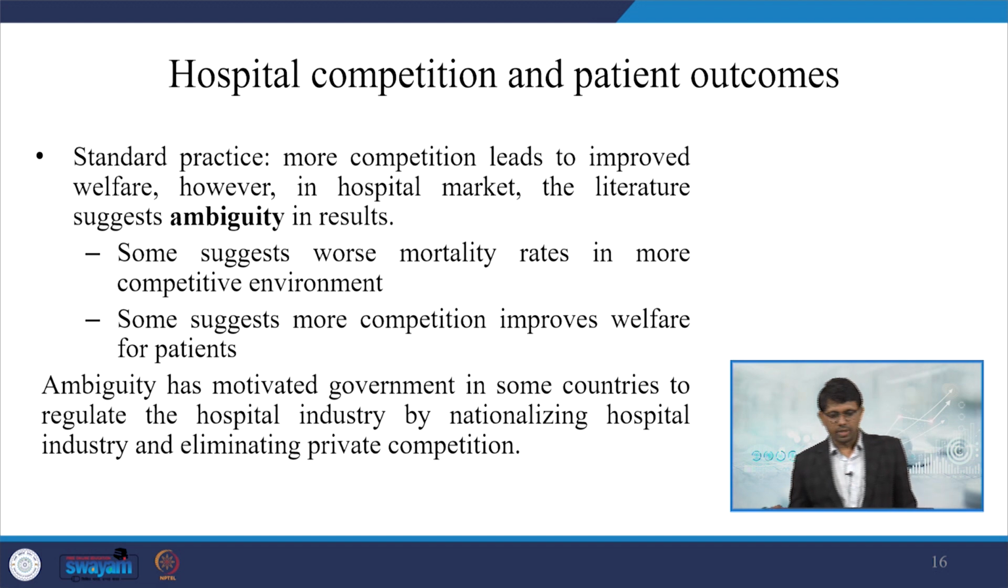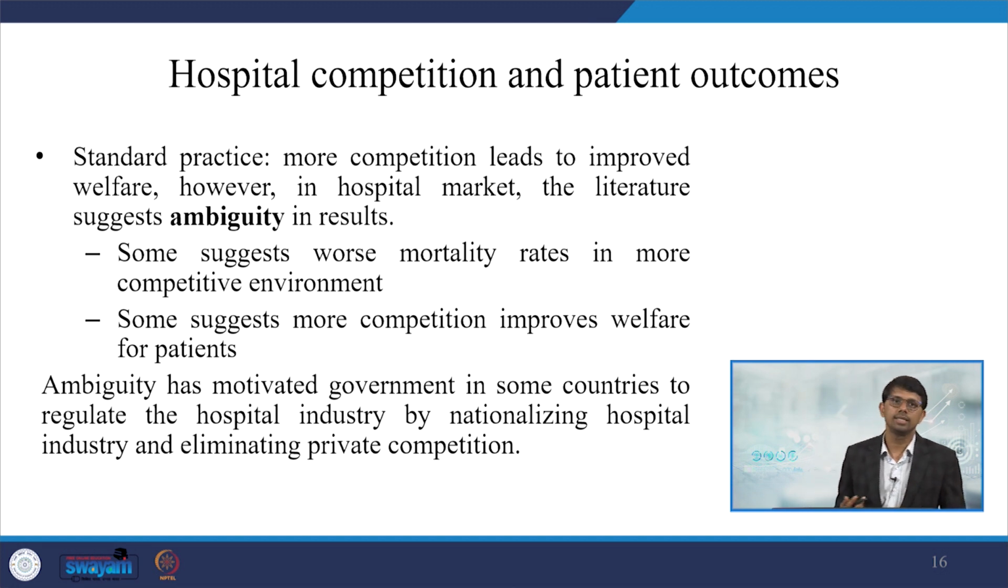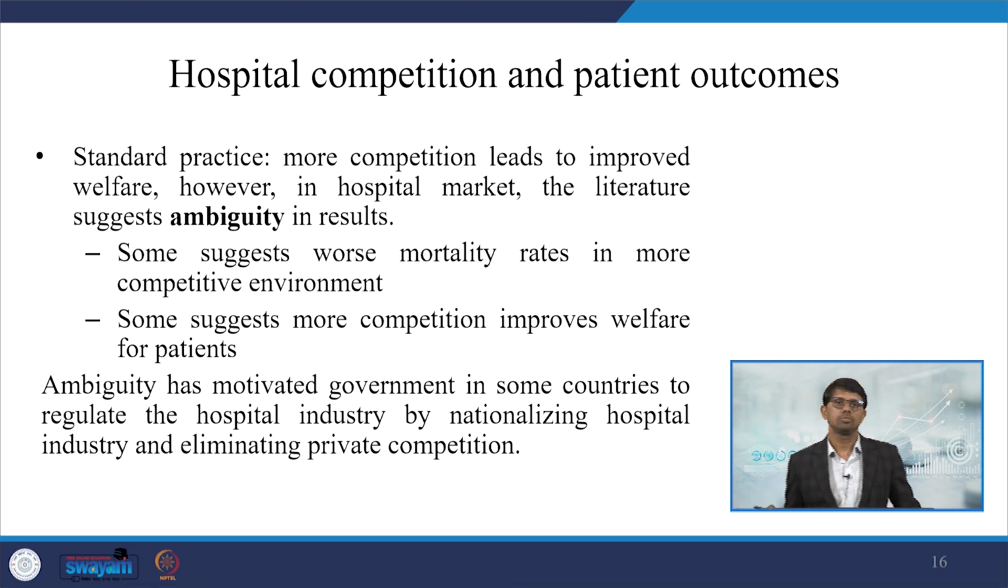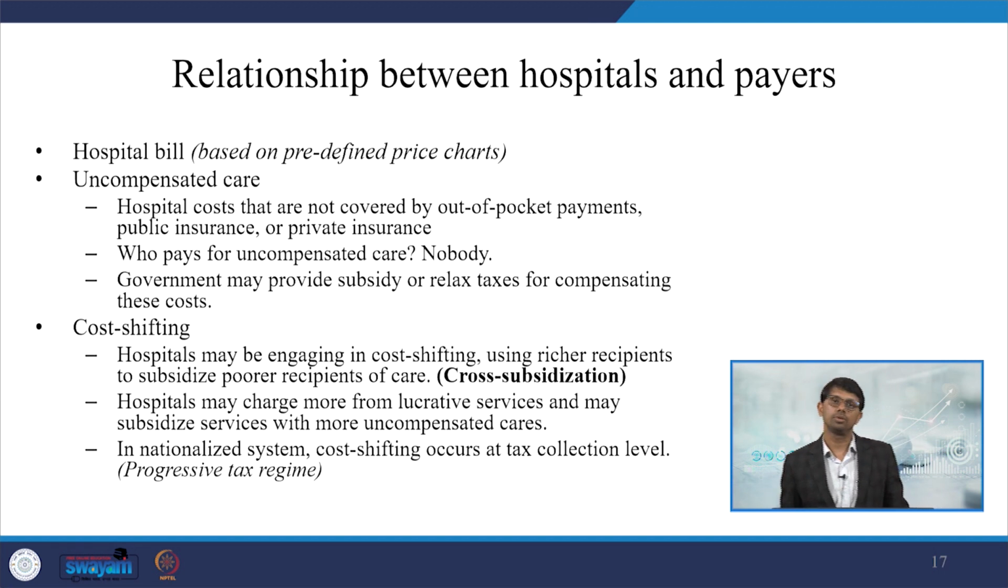Coming to hospital competition and patient outcomes, as we discussed to some extent, there are ambiguities. In standard practice, more competition leads to improved welfare. However, in the hospital market, the literature suggests ambiguity in results, because some suggest worse mortality rates in more competitive environments, and some suggest competition improves welfare for patients. These ambiguities have motivated governments in some countries to regulate the hospital industry by rationalizing it and eliminating private competition.